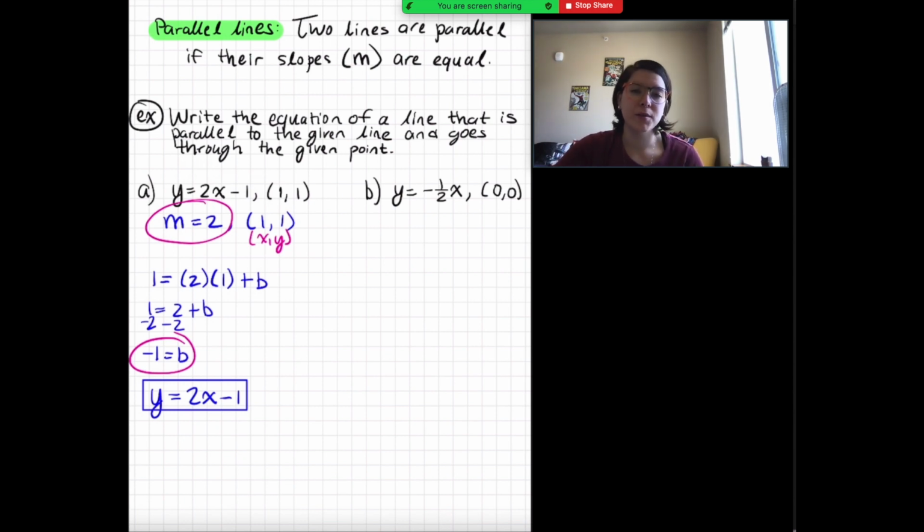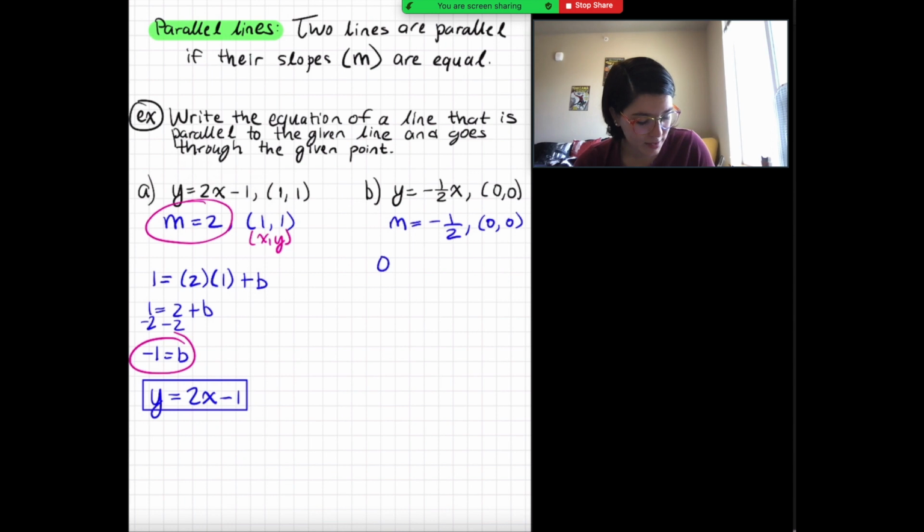So we're given y equals negative 1/2 x. So our line has to be parallel to that line. So that means our slope has to also be negative 1/2. And our line has to go through the point 0, 0. So we can plug in what we know and solve for what we don't know. We know that y is 0. We know our slope is negative 1/2. We know our x value is 0. And we have to figure out what b is.